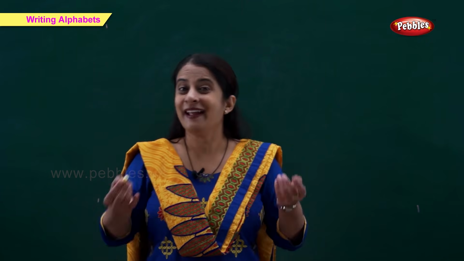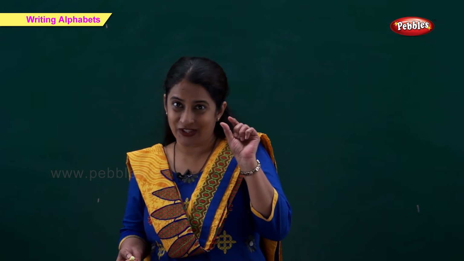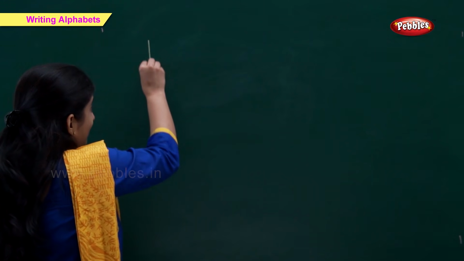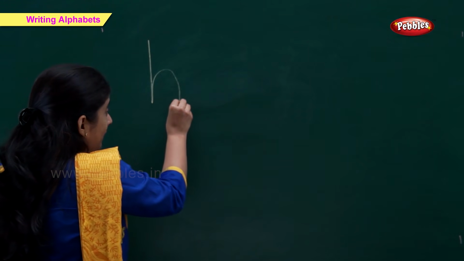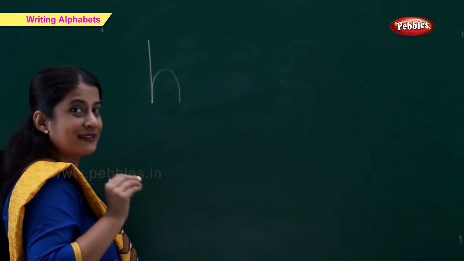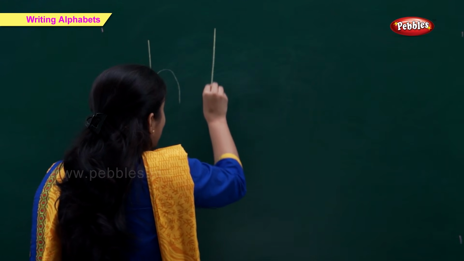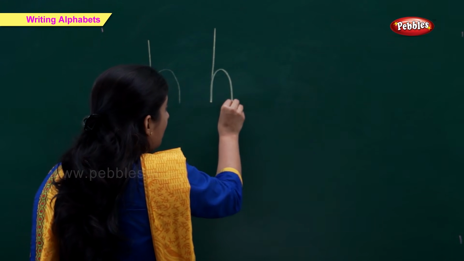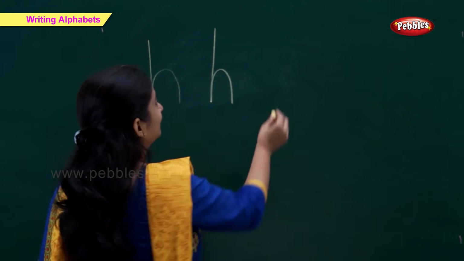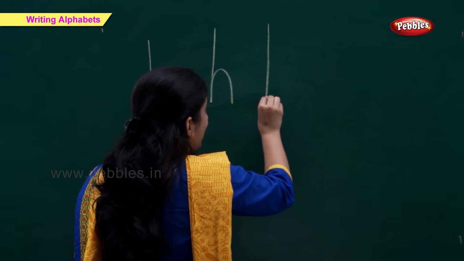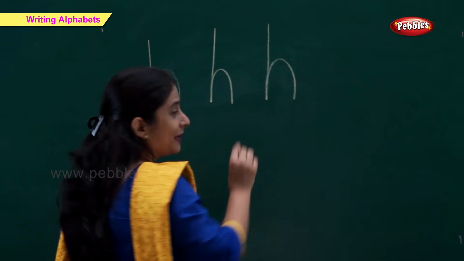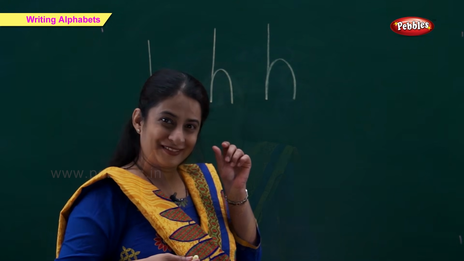Now let's write H. Small h. Standing line joining by a curve makes H. Small h. A standing line joining by a curve makes H. Again, a standing line joining by a curve makes small h.